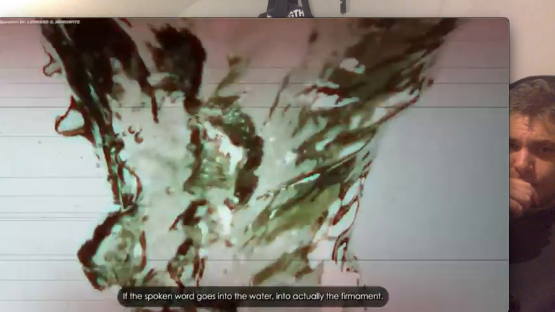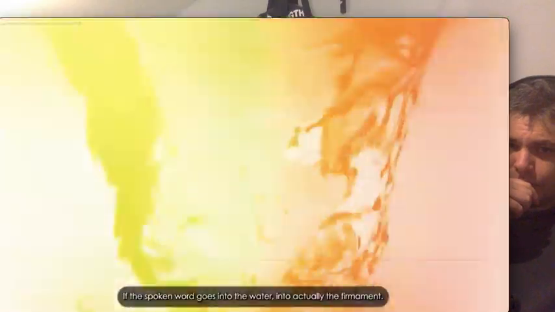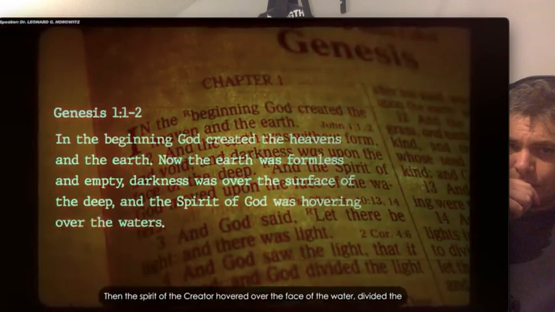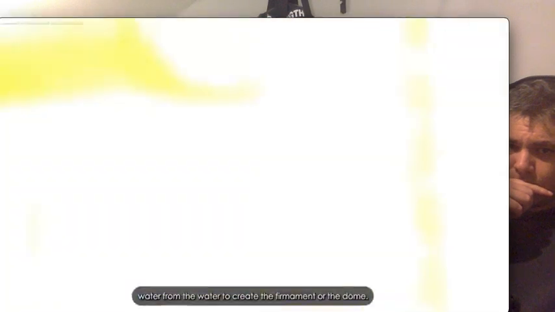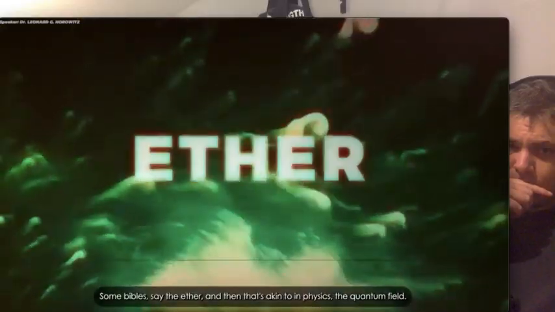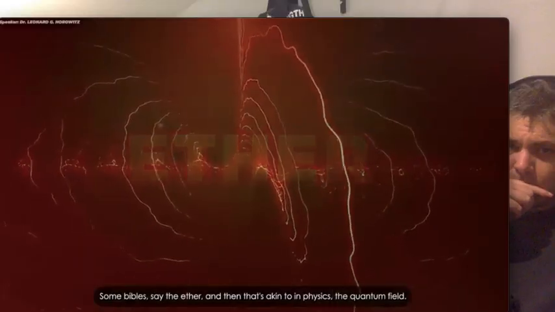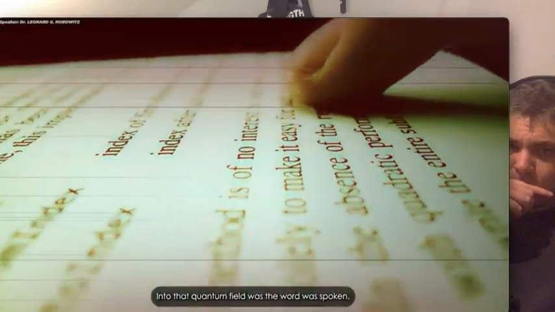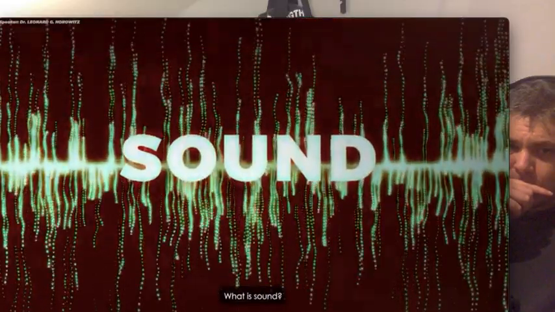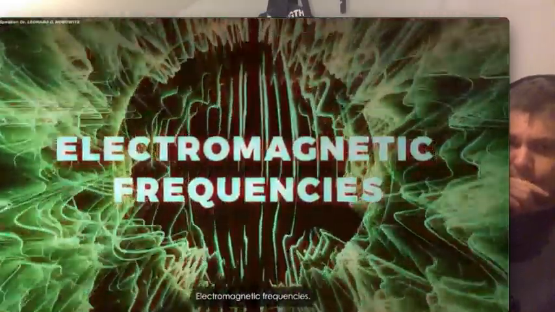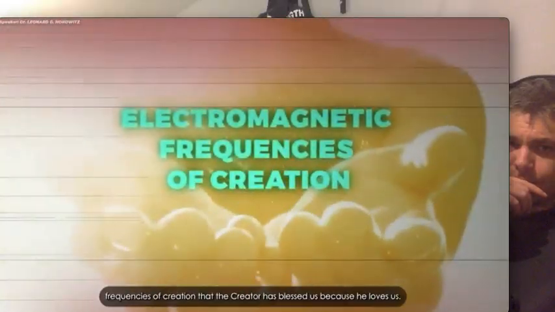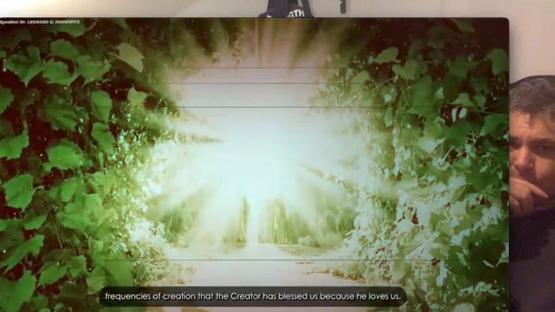If the spoken word, it goes into the water, into actually the firmament. Remember Genesis 1:2 says, in the beginning there was the Creator, then the Spirit of the Creator hovered over the face of the water, divided the water from the water to create the firmament or the dome. Some Bibles say the ether. And then that's akin to, in physics, the quantum field. Into that quantum field the word was spoken. What is word but sound? What is sound? Electromagnetic frequencies. What's that? Simple math.